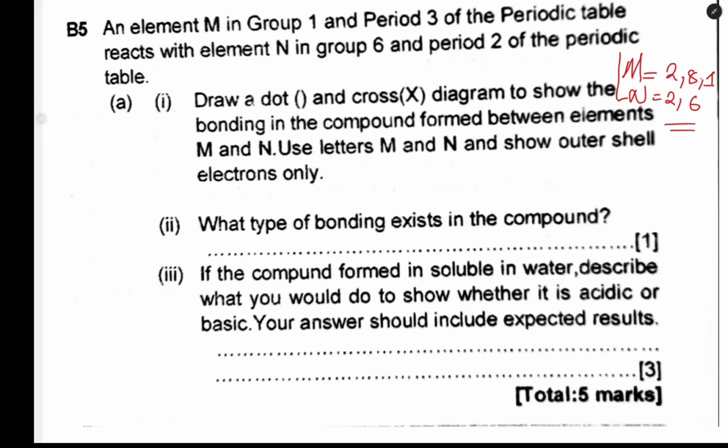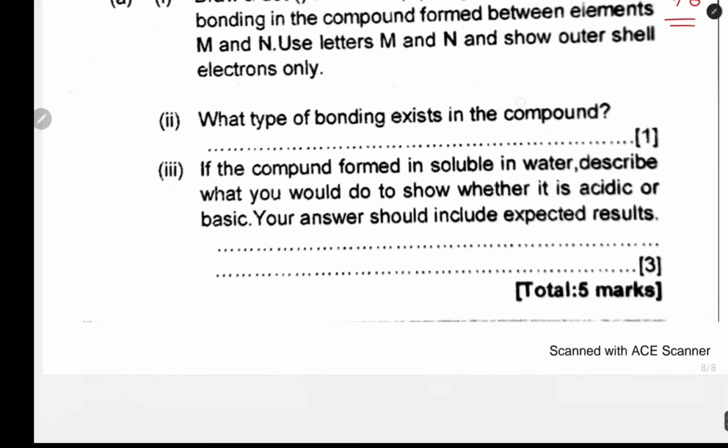So now we are dealing with a metal and a non-metal. This one needs how many electrons? 2 for it to be stable, because this is 6. It needs 2. This one is going to lose 1. So 2 of M are going to combine with the N. So now using cross and dot, we are drawing a dot and cross diagram to show this. So what is going to happen here?